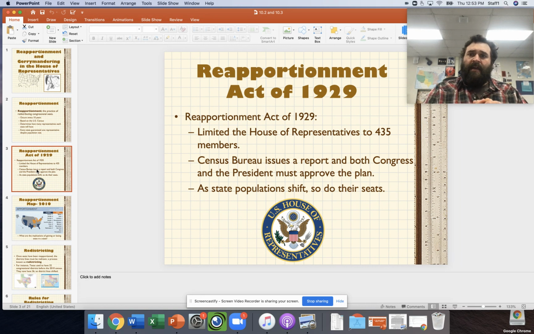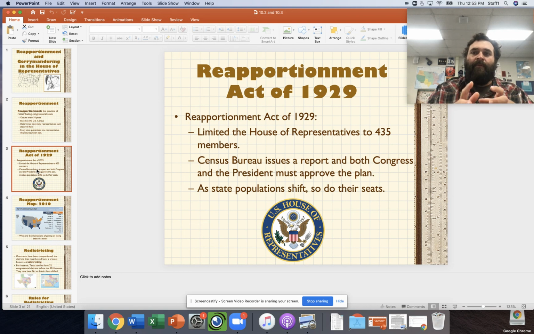When we look back to 1929, where the Reapportionment Act came about, it limited the House of Representatives to 435 people. So as our population grows, that number stays the same. Now, as our population grows in California relative to other states, we might gain representatives, whereas others might actually lose representatives. States like Texas, for instance, have a huge number of people moving there. They are getting more representatives, where maybe some other states in the Midwest are losing population and they actually lose their representation. That's a big deal.